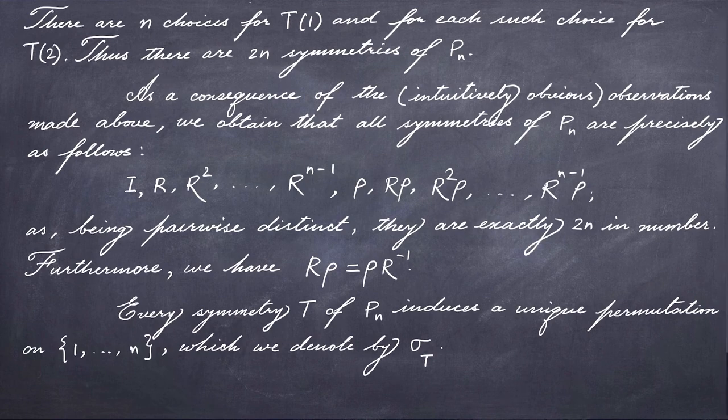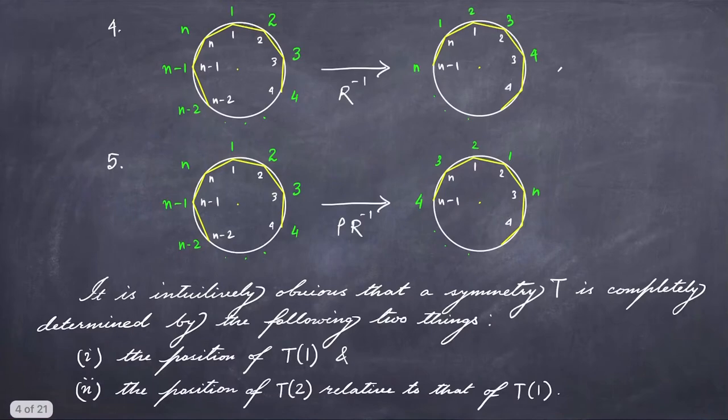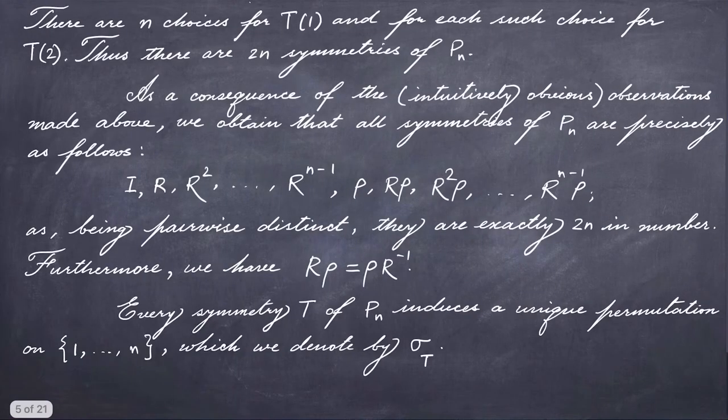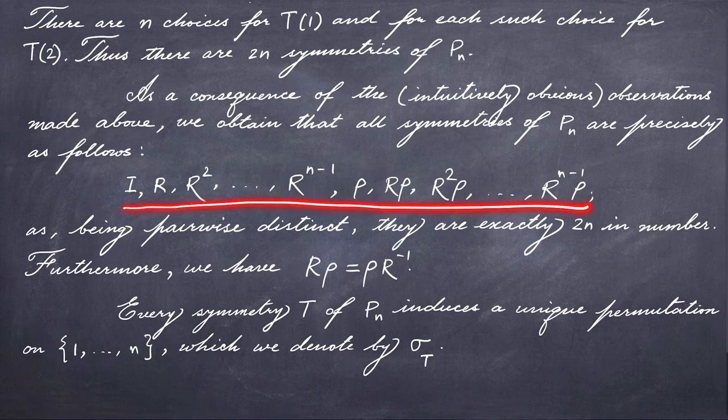And as a consequence of the intuitively obvious observations which we have made here, it is quite clear that all symmetries of Pn are precisely these. Why so? Since this list consists of 2n symmetries, and we have already observed that the total number of symmetries of Pn is 2n, it's enough to show there is no repetition in this list. That is also quite clear because from here to here there cannot be any repetition, right? And since rho is a bijection, from here to here there also cannot be any repetition.